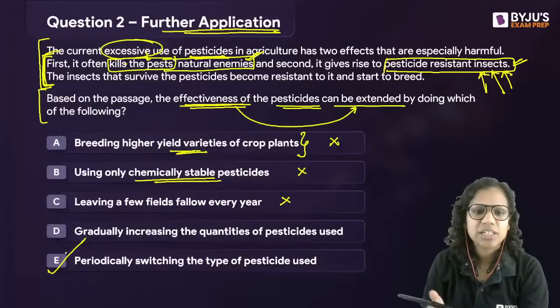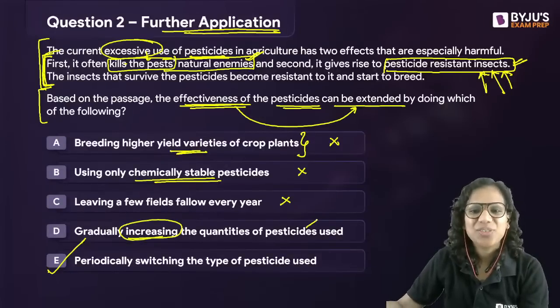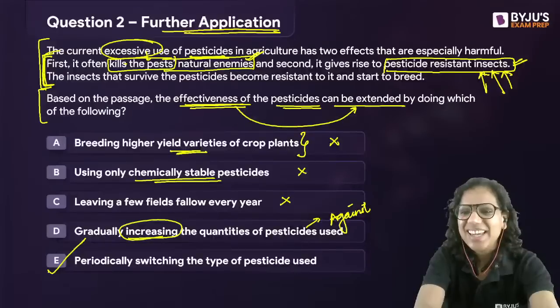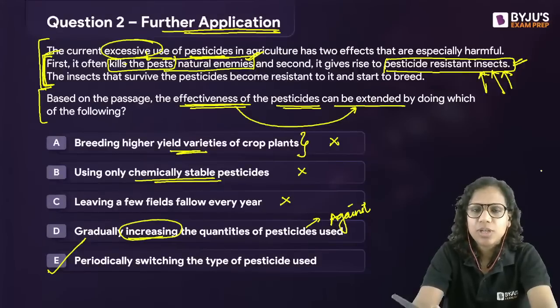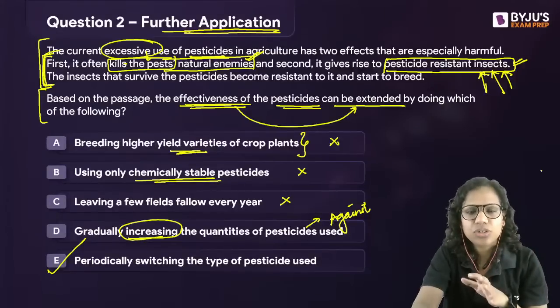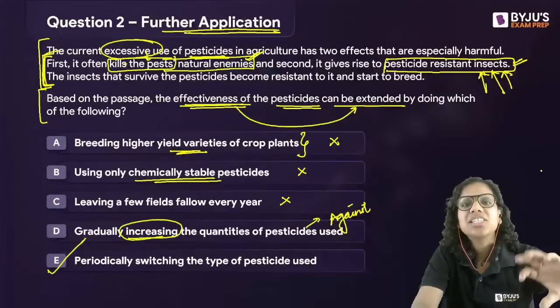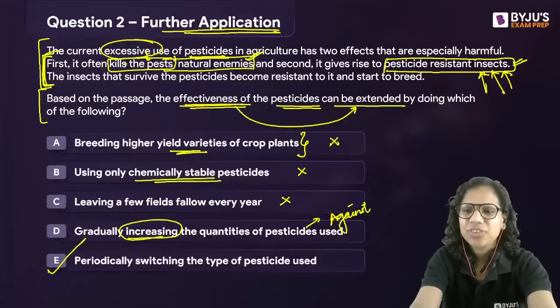Absolutely correct. Most of you guessed it right. Periodically switching the type of pesticide used. Increasing is definitely counterproductive. It goes against what my text says. So D cannot be the answer. All right. Great. So I hope with this you've got a hang of what kinds of inference conclusion questions you can be asked, argument based inference conclusion questions, and such questions that ask you to apply it a little further, right? To suggest a solution, more of a course of action question based on a paragraph.